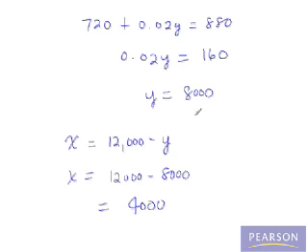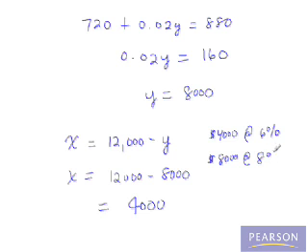So now we have, and as you can see, the sum of these two is $12,000. So our final answer, we found out that $4,000 was invested at 6%, and $8,000 was invested at 8%.